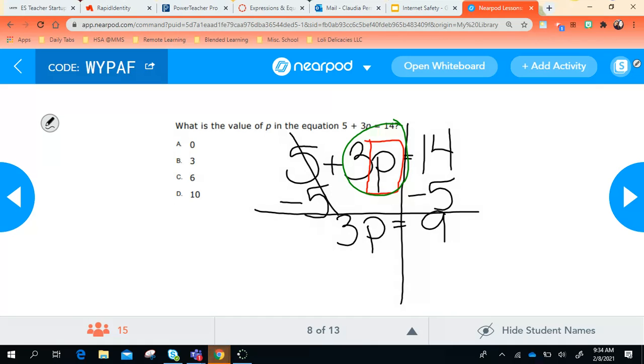Multiplication. So what is the inverse of multiplication? Division. So I'm going to divide both sides by 3. So go ahead and solve that and write your answer. For those of you at home, make sure this example is going in your notebook. The next one I should see in Nearpod.